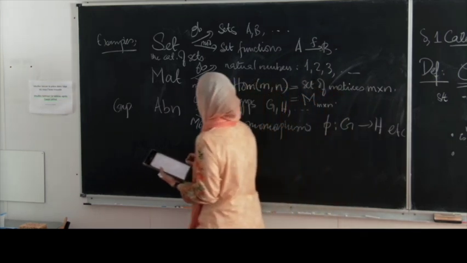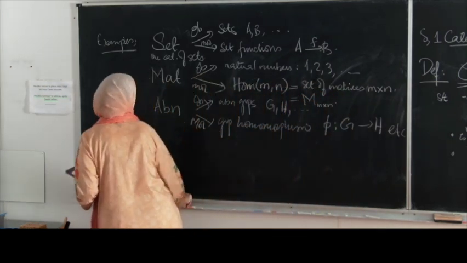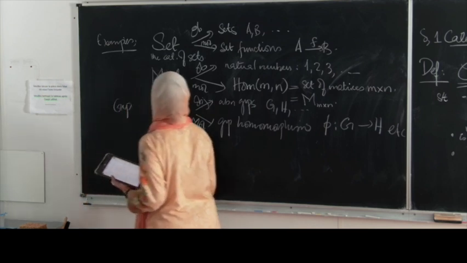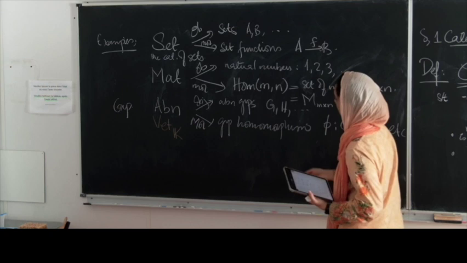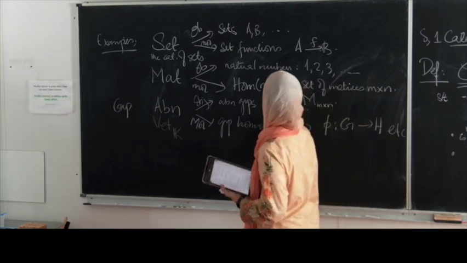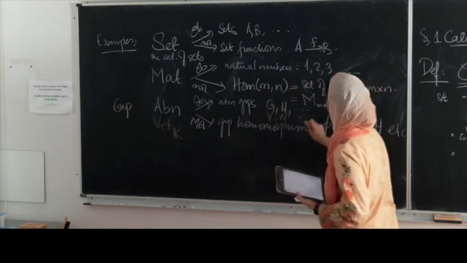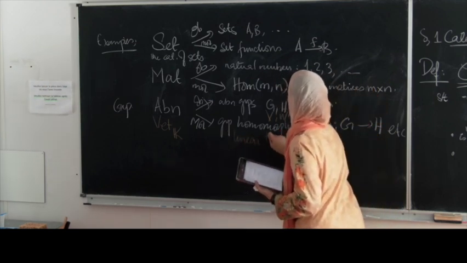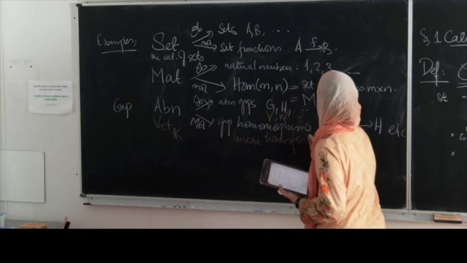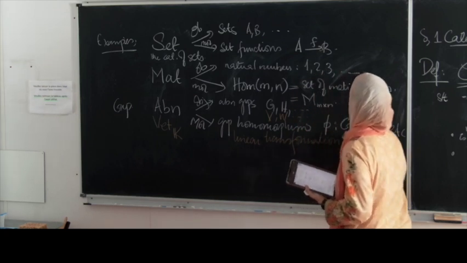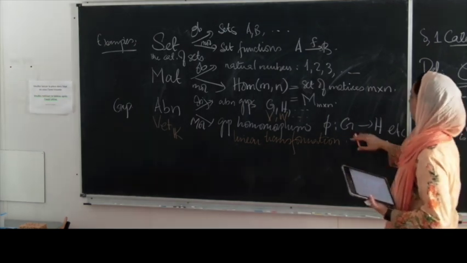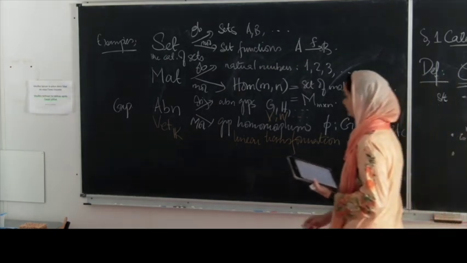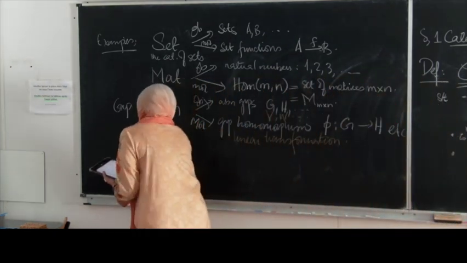Okay, so likewise, you could consider here vector spaces over a field K, and here you would have vector spaces V and W, and morphisms would be linear transformations. For all these, you know very well, you can compose them, the composition is associative, and you have the identity element here, and you also have the identity linear transformation.